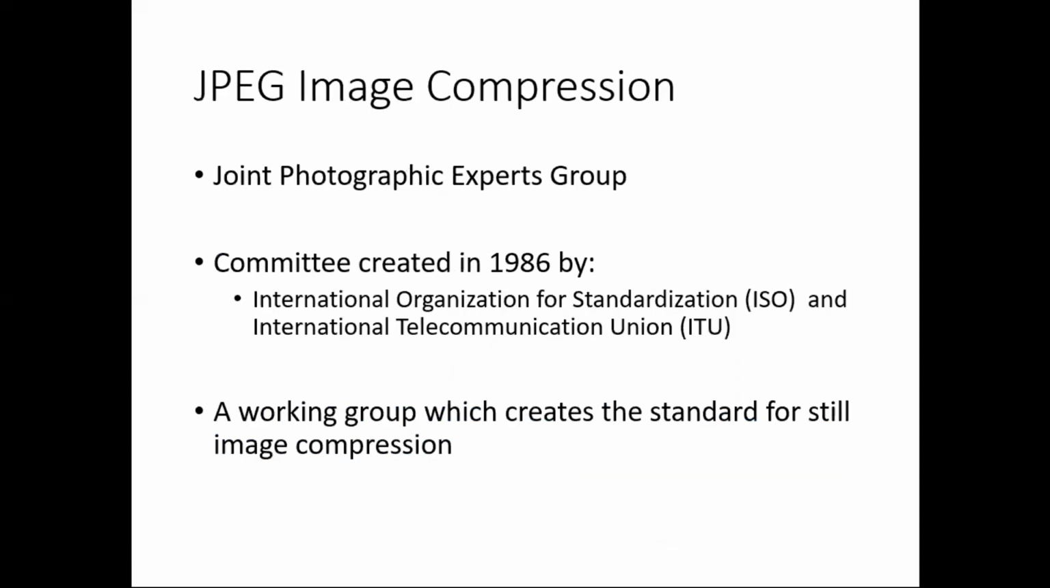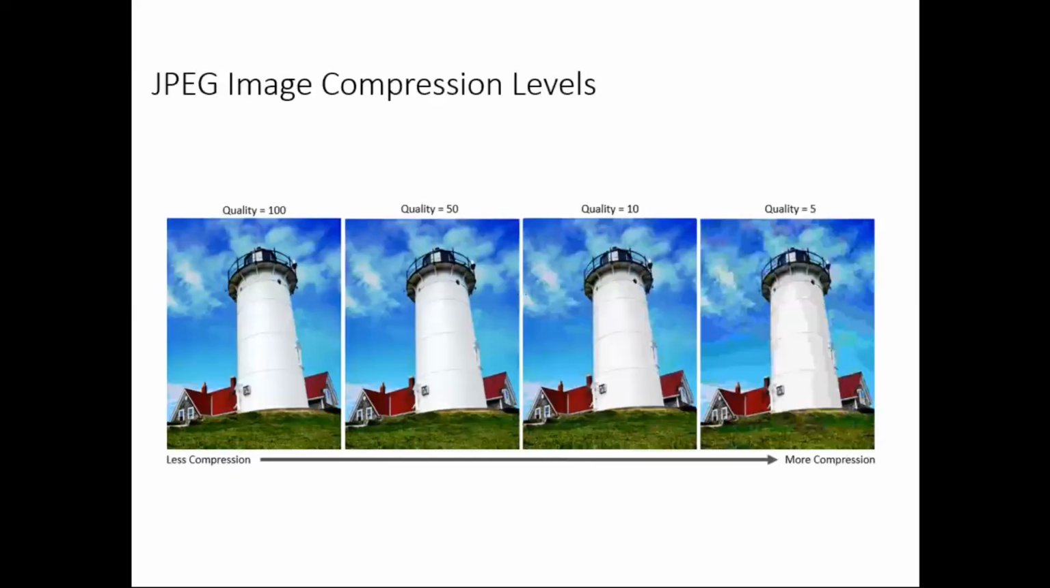Okay, then we can come to the JPEG image compression. It was established in 1986, and these compression algorithms are still being used, right? This is a very standard image compression method. It is approved by ISO and ITU organizations as well, right? Let's go into this topic.